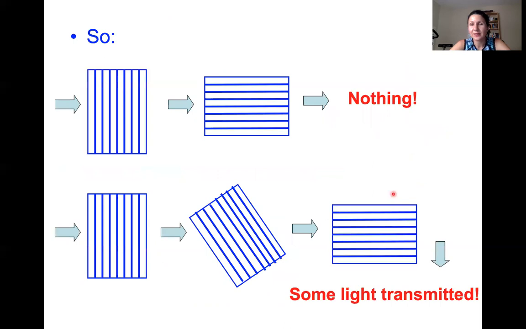So the interesting, cool result is that if you take these two polarizers and orient them this way, you get nothing out. But if you take these two and then insert a third polarizer, oriented let's say at a 45-degree angle relative to these two, you will get some light transmitted. So it's kind of interesting to think of this in terms of vectors.